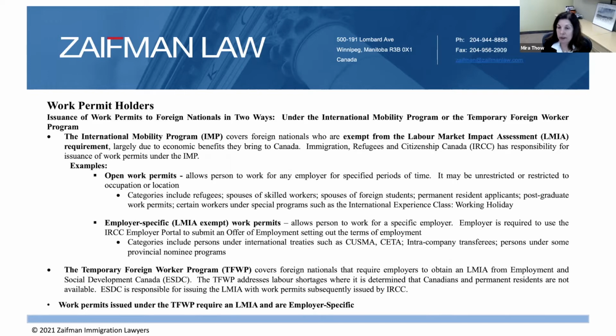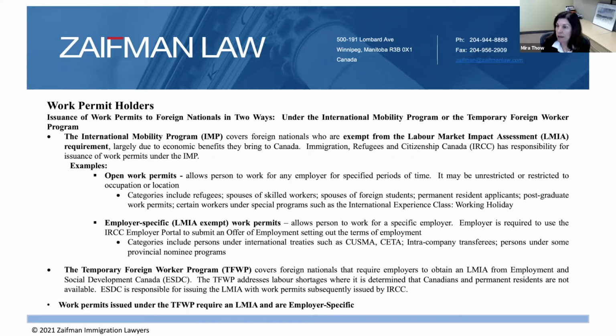And those work permits have a specific employer name on it. So I've given in my paper, you can see the types of workers that you might be able to get on open work permits. So you might have on your workforce spouses of skilled workers, they get open work permits, spouses of foreign students, applicants whose permanent resident application is in process. While it's in process, they can have an open work permit. Certain refugees at a certain stage, they can get open work permits.